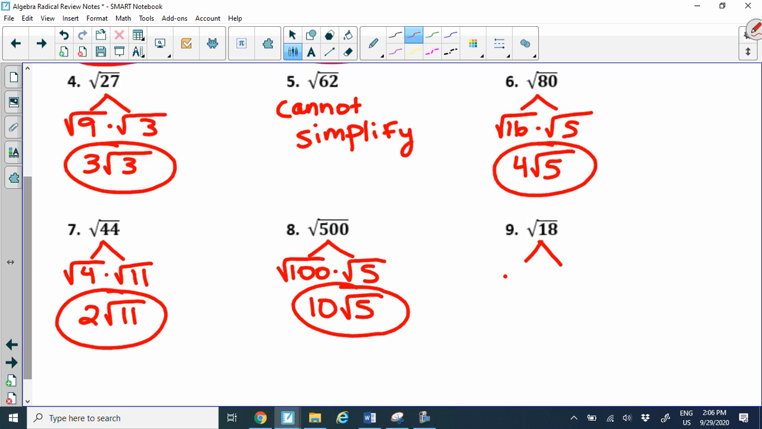Okay, 18, the largest is going to be 9. So we have the square root of 9 times the square root of 2. Square root of 9 is 3. And we keep the 2 underneath the square root sign because we can't simplify anymore.